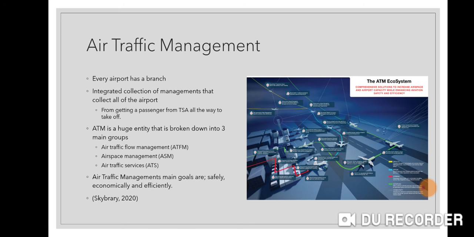In air traffic management, every airport has a branch of this entity. The picture pretty much explains their common practice. It's an integrated collection of managements that covers the whole airport, getting passengers all the way from TSA to takeoff. ATM is a huge entity that is broken down into three main groups: air traffic flow management, airspace management, and air traffic services. Air traffic management's goals are safely, economically, and efficiently making pilots complete their flights.